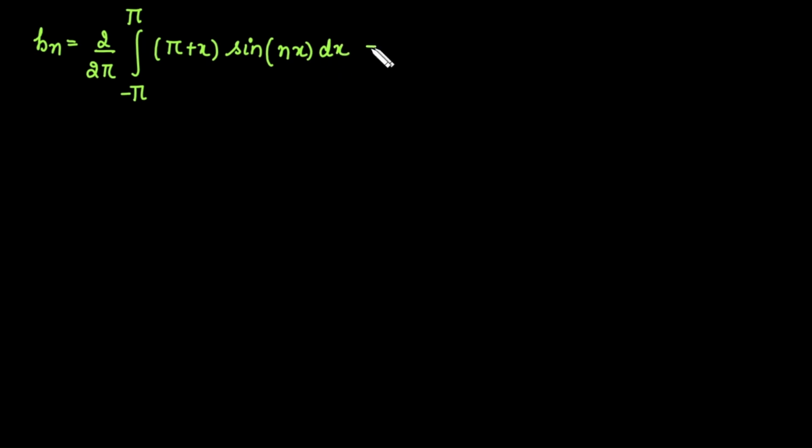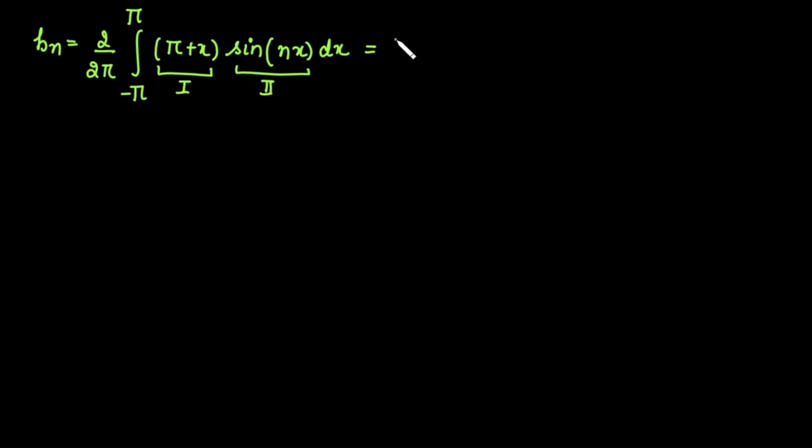Next is to calculate bn. Bn is calculated as 2 upon length of the interval, that is 2 pi, integration from minus pi to pi, function that is pi plus x into sine of 2n pi x by length of interval, and we have n into x, integrate with respect to x. So again we have the function in terms of x, and there are two functions. We are going to use the ILATE rule. So this is the first function as it is algebraic, and this is the trigonometric function, so hence it is the second function.